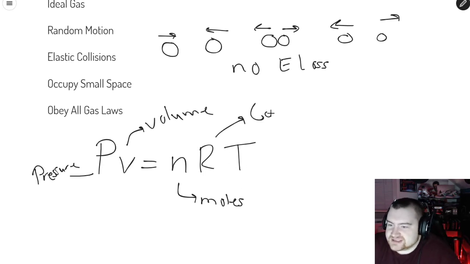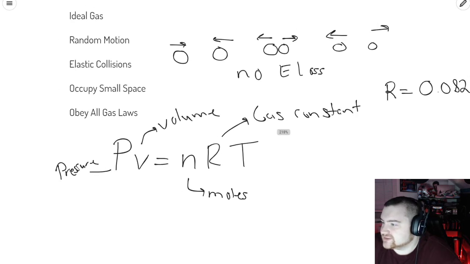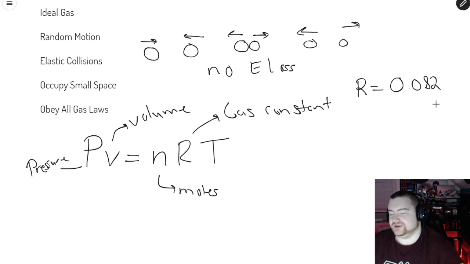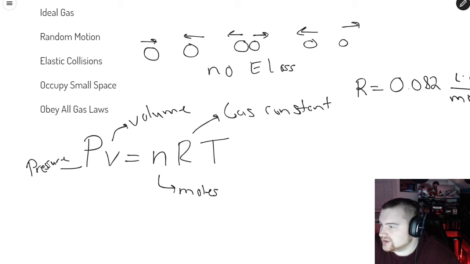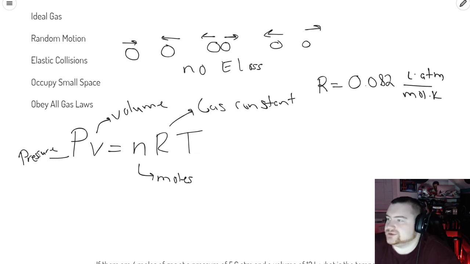R is going to be a gas constant. So we need a constant in order for this equation to work. We're going to be using the gas constant that is in the units of liters atm per mole Kelvin. So the R is going to be 0.082, and I'll move the screen over so you can see that. R is 0.082, and the units for this are liters atm per mole Kelvin.